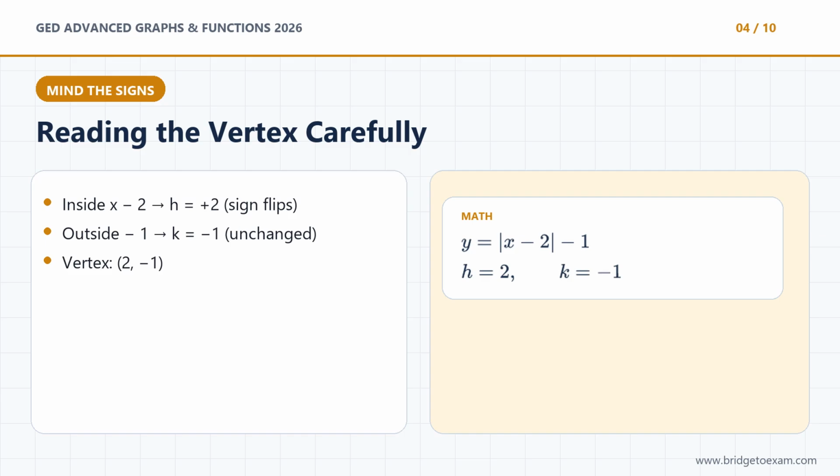In y equals the absolute value of x minus 2, minus 1, the inside is x minus 2, so h is positive 2. The sign flipped from minus 2 to positive 2. The outside is minus 1, so k is negative 1, unchanged. The vertex is 2 comma negative 1.